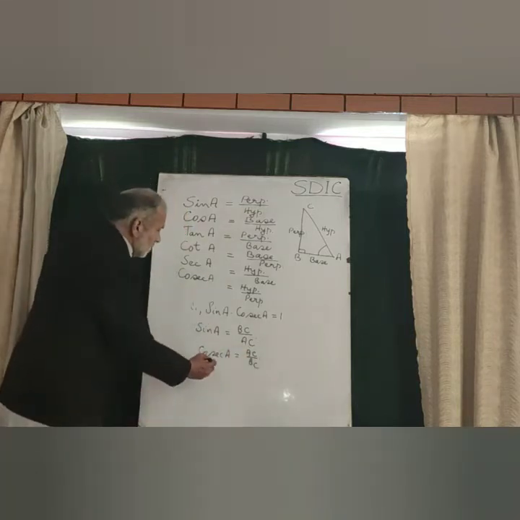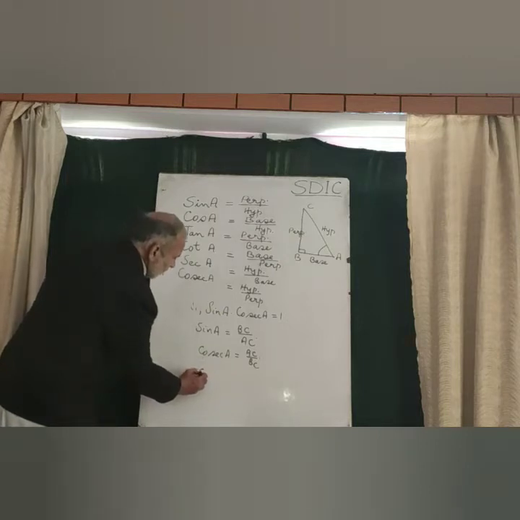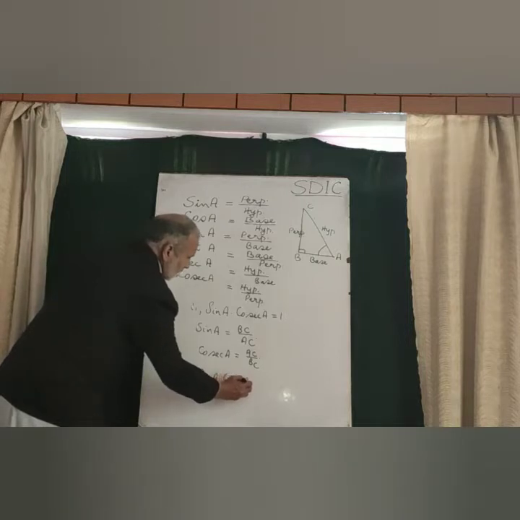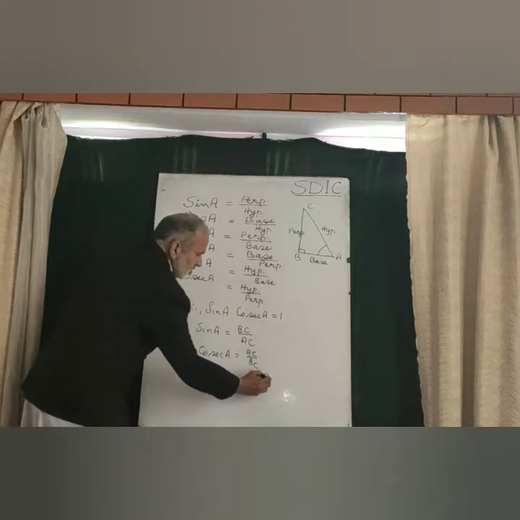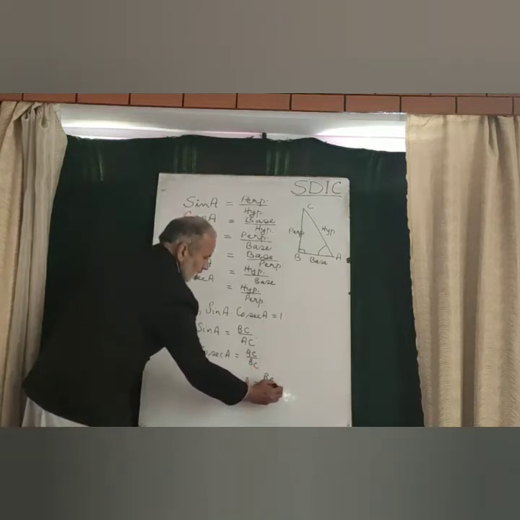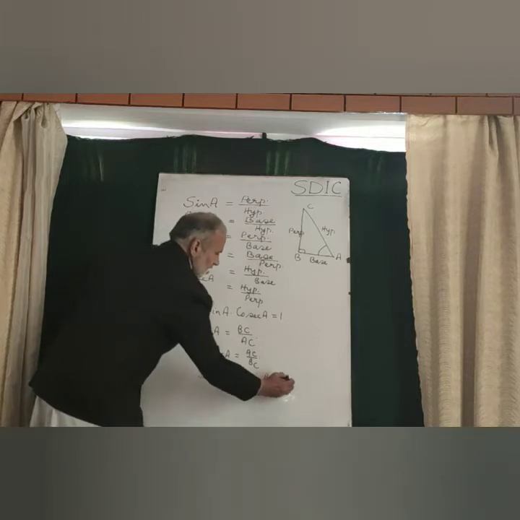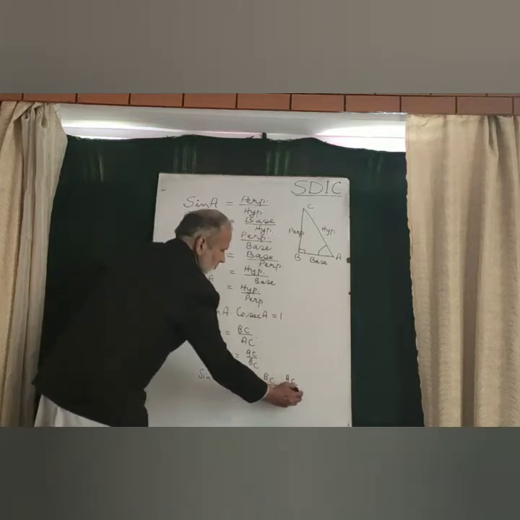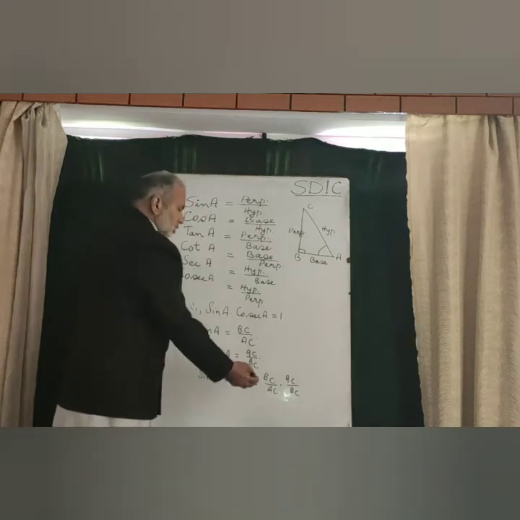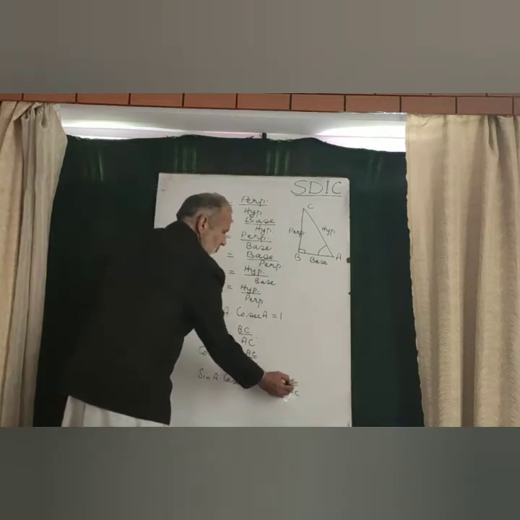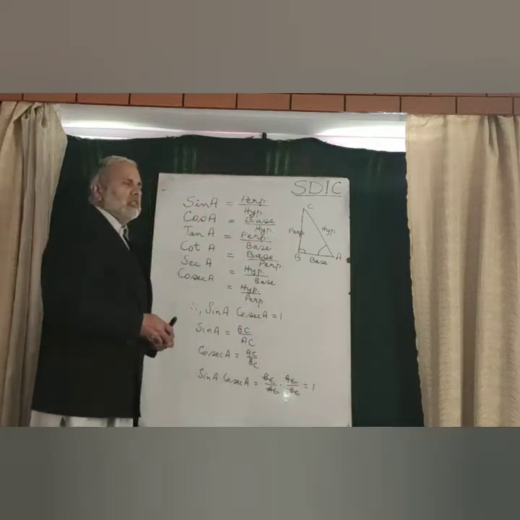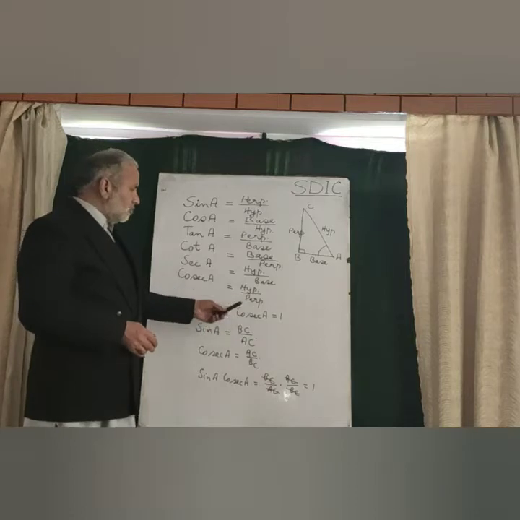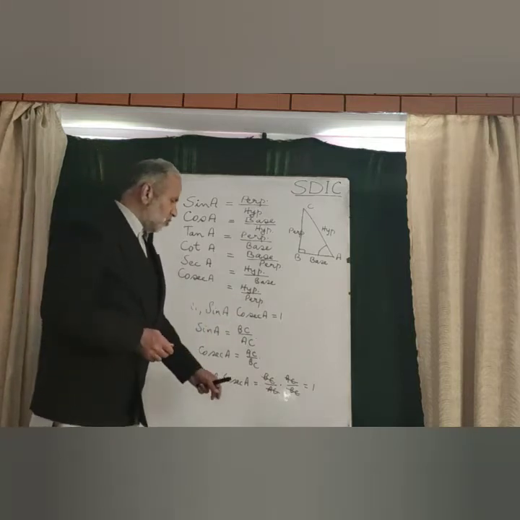And then when we use these in the result, sine A multiplied by cosec A will be equal to, for sine A we write BC by AC, multiplied by, for cosec A we write AC by BC. As we multiply them, AC will cancel with AC, BC will cancel with BC. What is left? It is 1. That proves this result. And the remaining 2 can also be proved correspondingly.